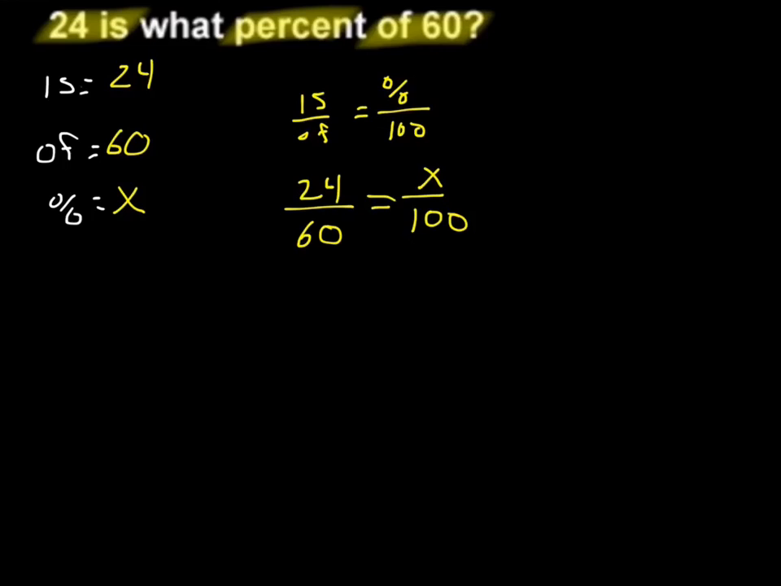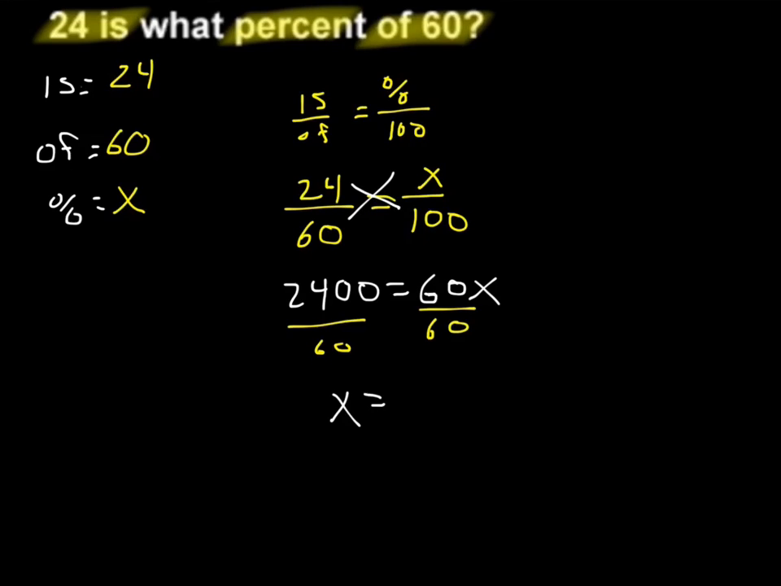And all you're going to do from here, which we should all know how to do, is cross multiply. So 2400 equals 60x, and now we divide by 60. So our last step here is x equals, and we were looking for what? Percent, so 40%. Yay!